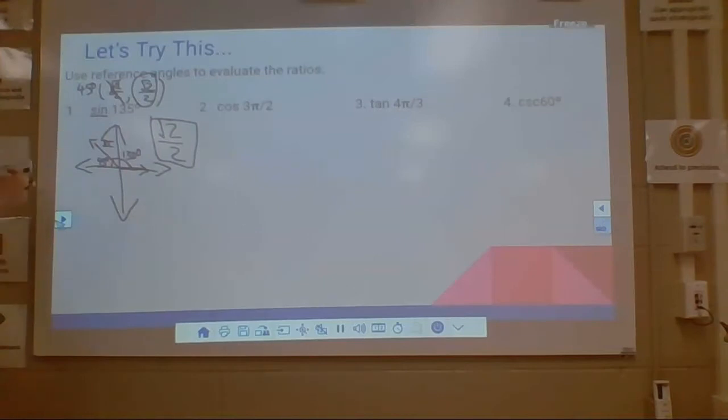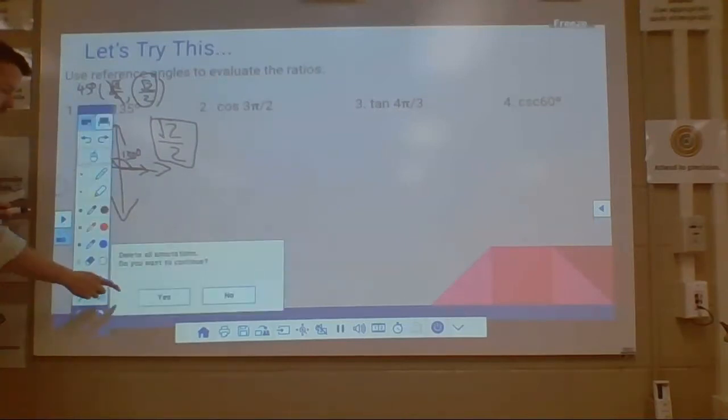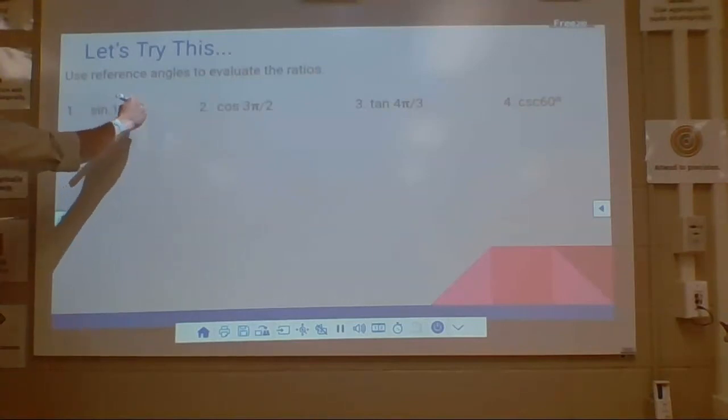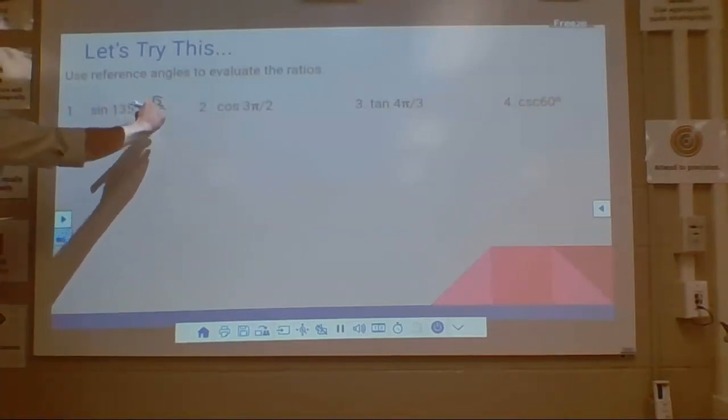Okay? So I'm going to clear that off, and I'm just going to write that answer right here. Sine of 135 degrees equals the square root of 2 over 2.